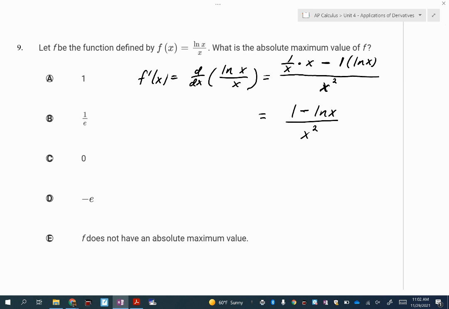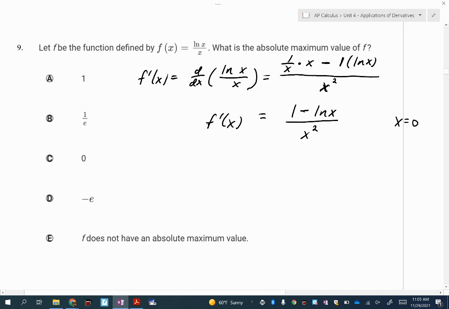The way we found critical points is whatever makes the derivative of our function equal to 0 or undefined. Now, the derivative is a rational function, so I'm thinking we could get undefined here. When I look at the denominator, it says x squared, so there is a way to make that become 0. It's just x equals 0. So that's one of them.